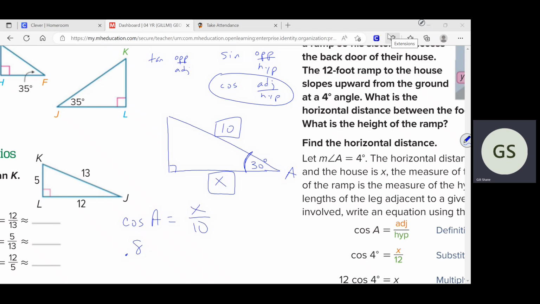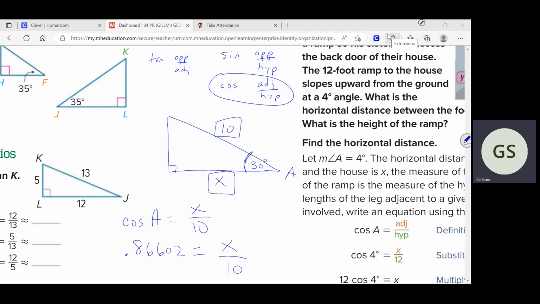6602, 5, 4, 0. 0.86602. Is that what I heard? Yes. So that is also equal to x over 10, because that's still the proportion that was the cosine of A. Now we can solve.